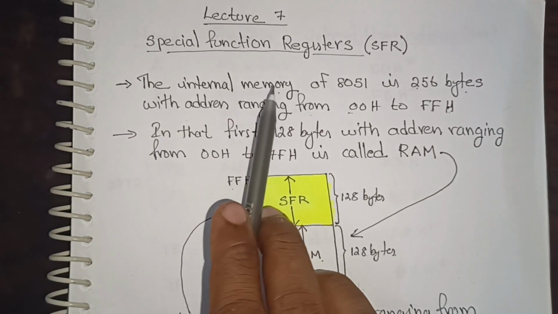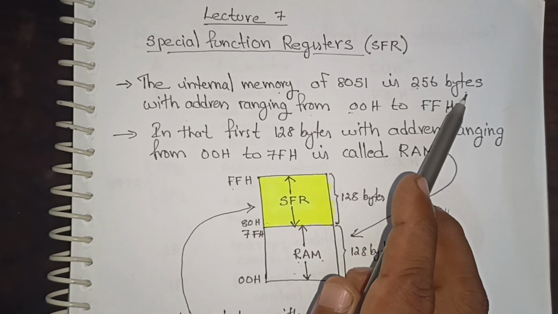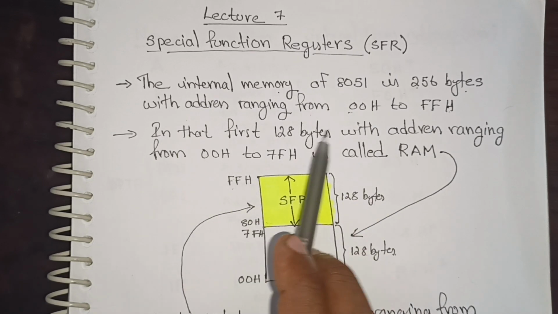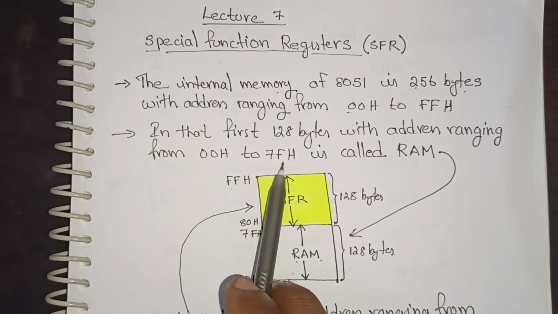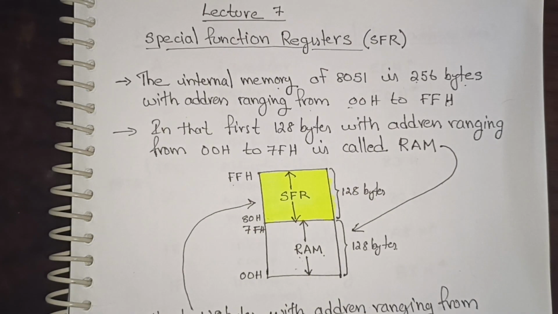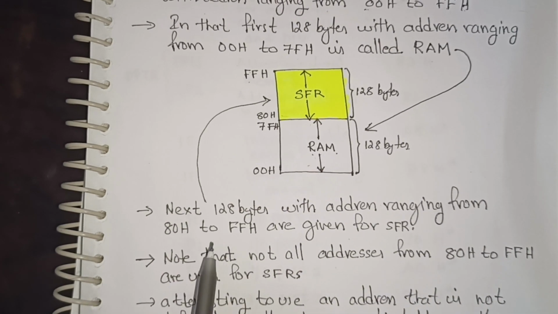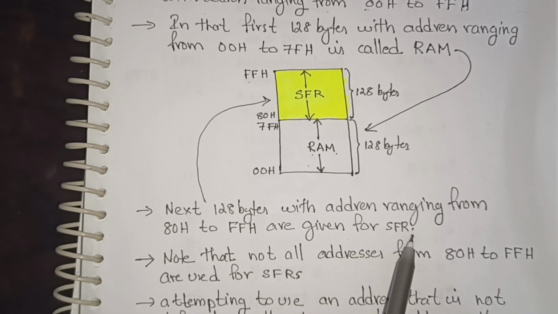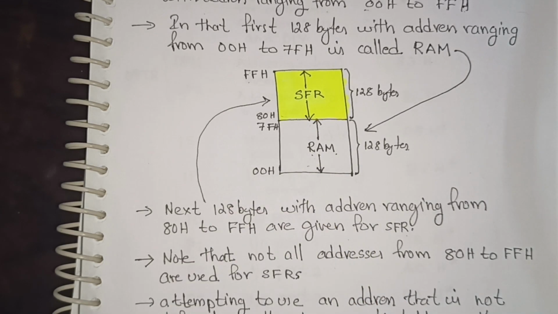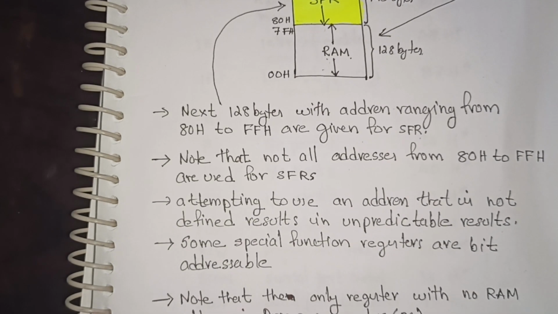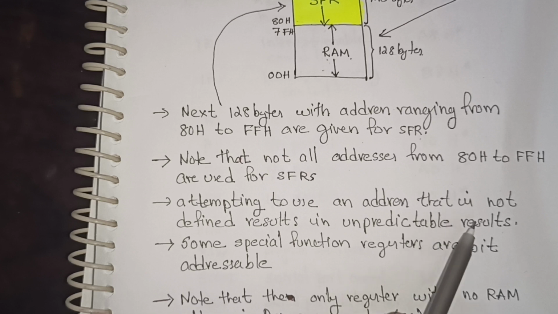So going through the points, the internal memory of 8051 is 256 bytes with address ranging from 00 to FFH. Then the first 128 bytes with address ranging from 00 to 7FH is called RAM. Then the next 128 bytes with address ranging from 80H to FFH are given for special function registers, that is this area. Note that not all addresses from 80H to FFH are used for special function registers. Attempting to use an address that is not defined results in unpredictable results.